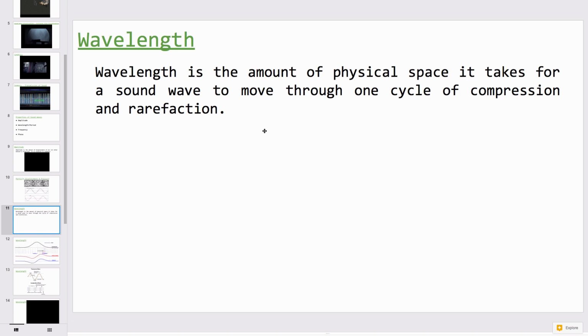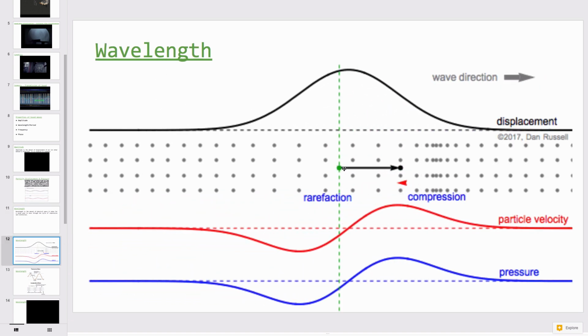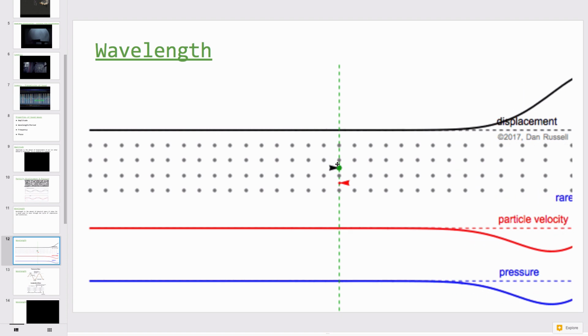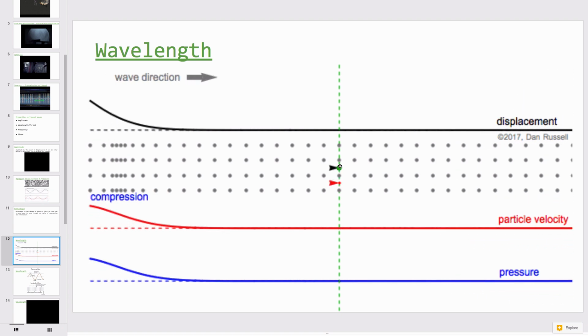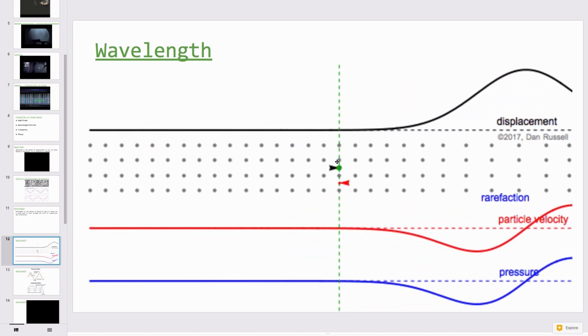It's the amount of particle displacement or the amount of change in pressure, and that relates to loudness. Wavelength is the amount of physical space it takes for a sound wave to move through one cycle of compression and rarefaction. If you think about sounds moving in waves through space, it actually takes a bit of space. It has to travel through space a bit to get a whole length of compression and rarefaction. If you look right here, the wave is being compressed, and then it's being spread out, rarefied, and then back to neutral.